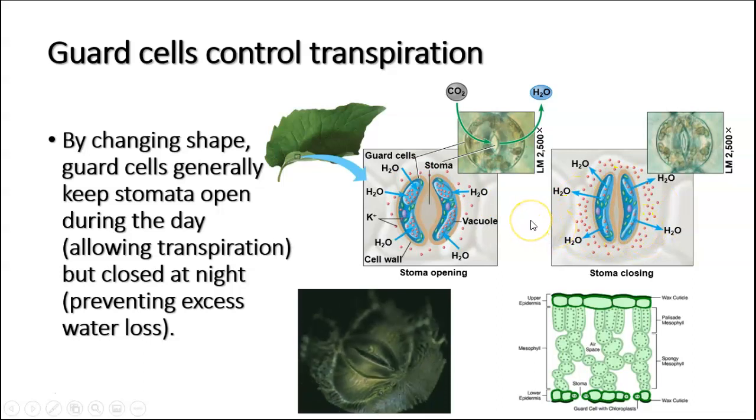The stoma again allows for water vapor to move in and out of the cell, usually out of the leaf rather, and it also allows for the gas exchange of oxygen and carbon dioxide. Carbon dioxide comes in to be used for photosynthesis, and oxygen is released as a byproduct of photosynthesis.